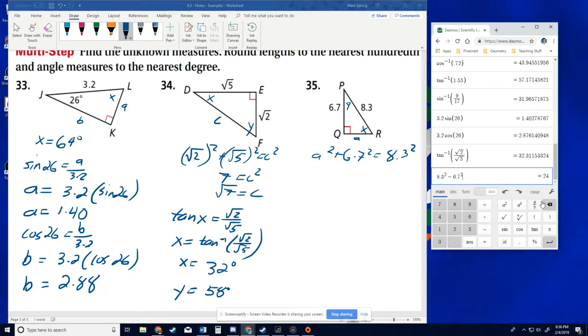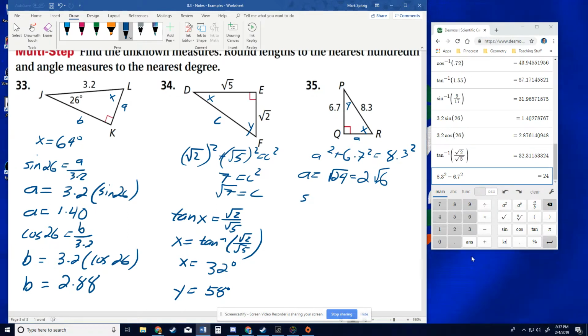So it's just radical 24. All right, good to know there. So we get radical 24, which is just going to be 4 times 6, so 2 radical 6. So that's what a equals. Okay, then to find x, well, again, we have opposite and hypotenuse.